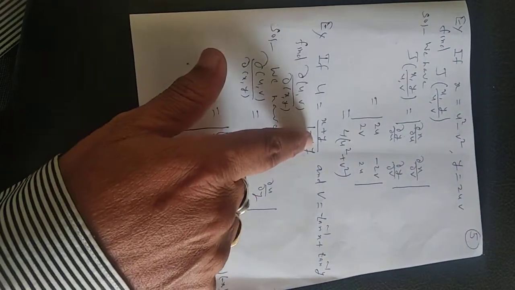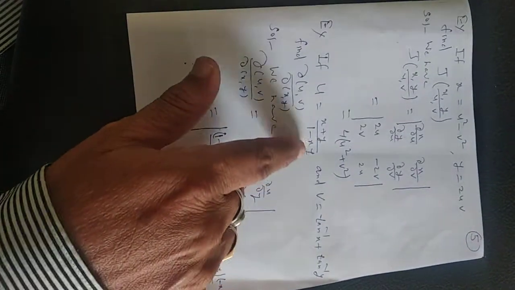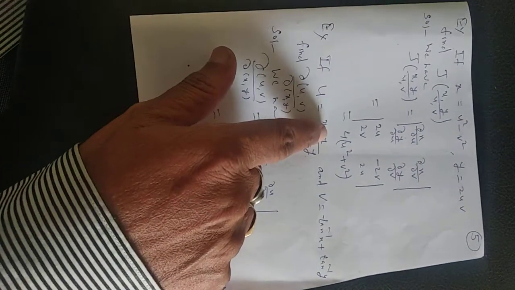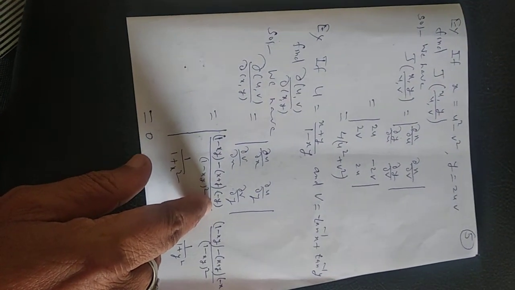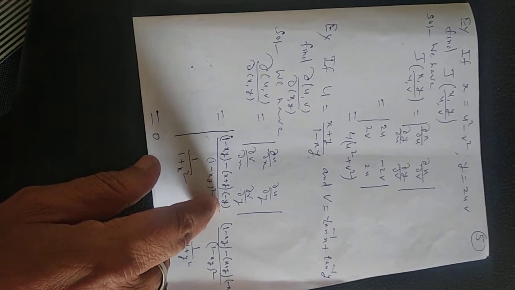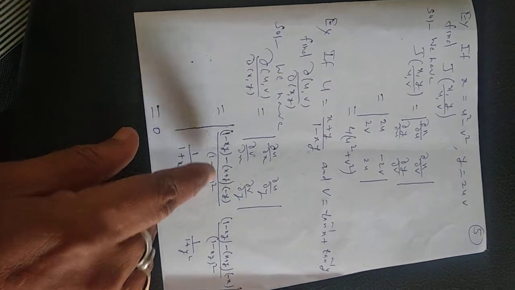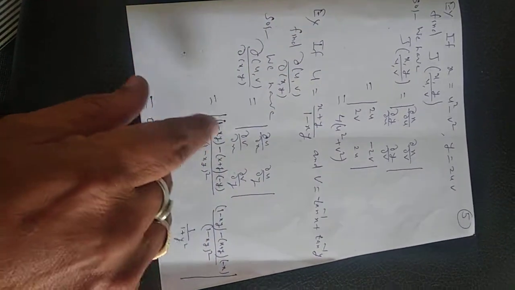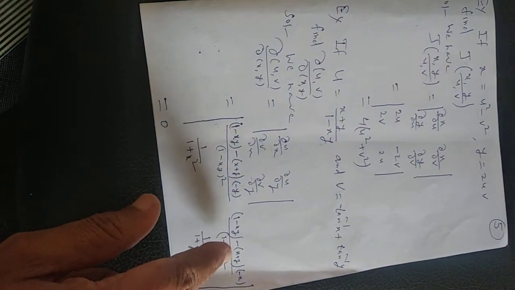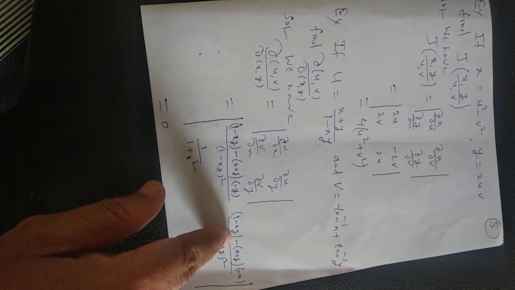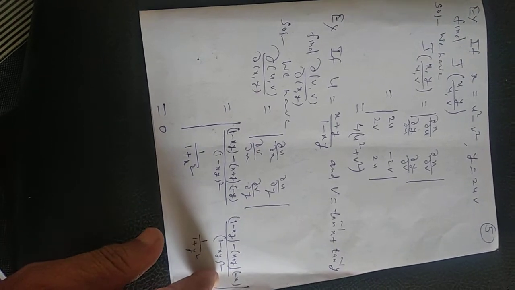To differentiate this partially with respect to x, we use the quotient rule. So by quotient rule, denominator into derivative of numerator, that is 1, minus numerator into derivative of denominator, so derivative of denominator is minus y, divided by denominator square. Similarly, dou u by dou y, again we use quotient rule: (1 minus xy) minus (x plus y) into (minus x), divided by (1 minus xy) whole square.